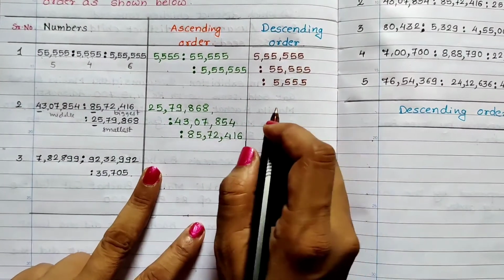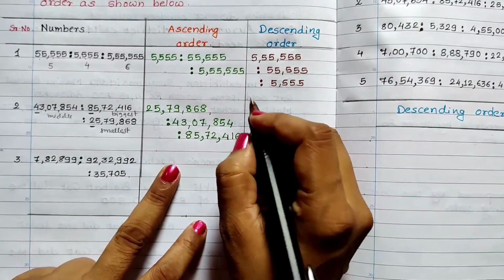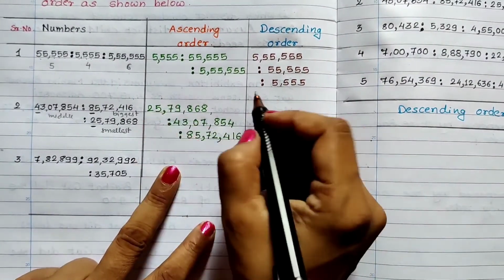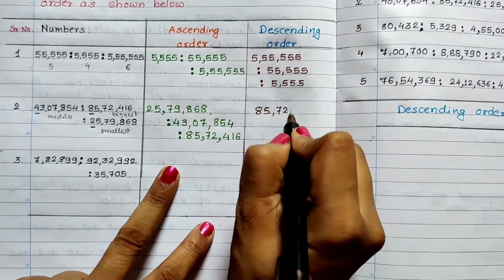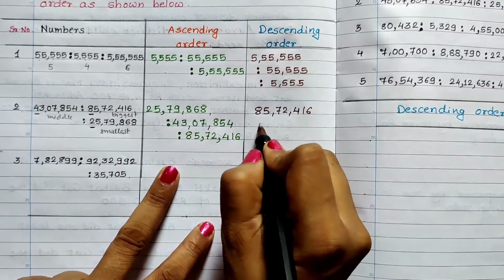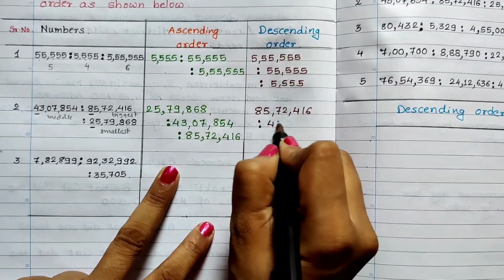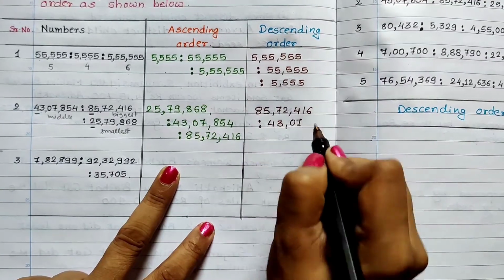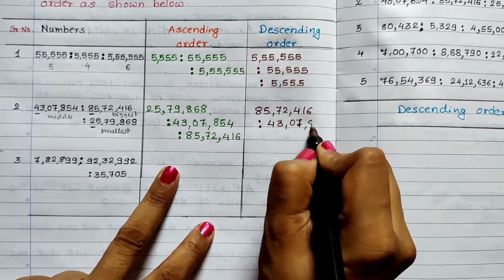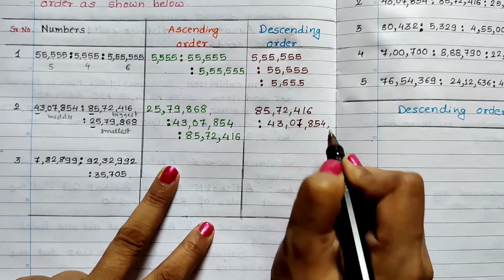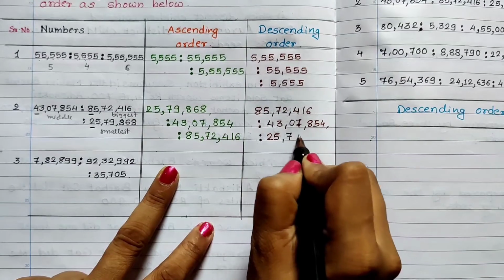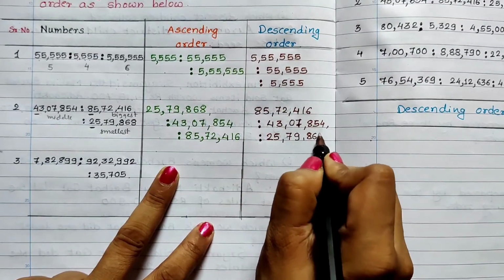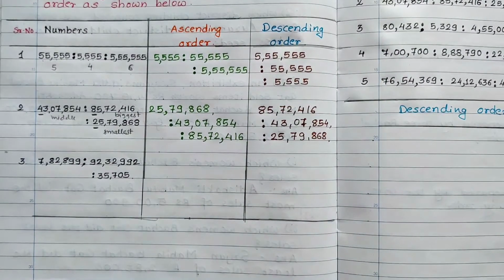Now we can write in descending order. In descending order we go in the opposite direction, the opposite way. 85,72,416. Middle number will be the same every time. So in this way you can complete this second example.